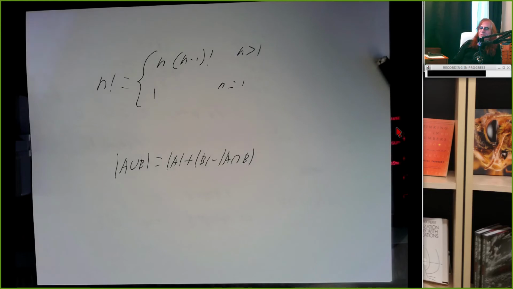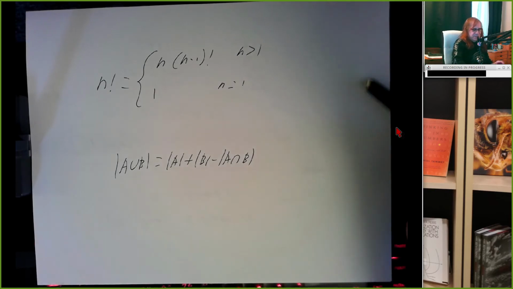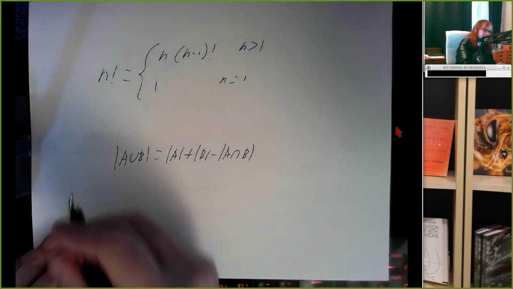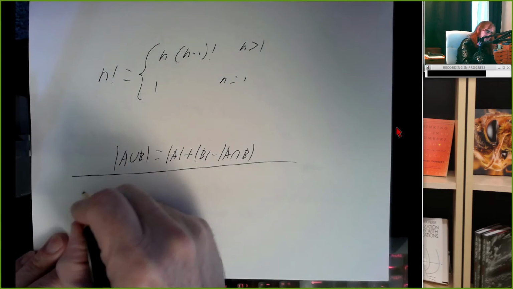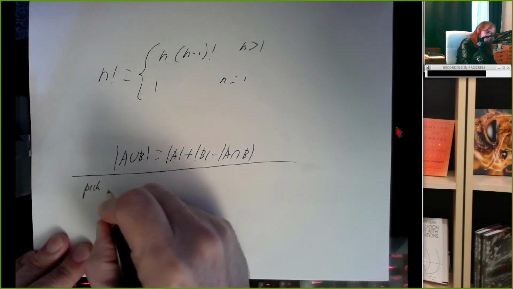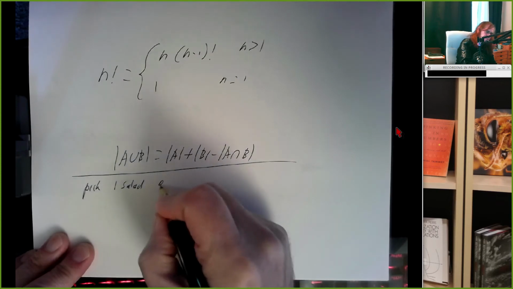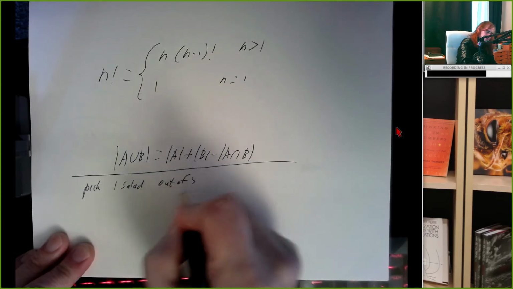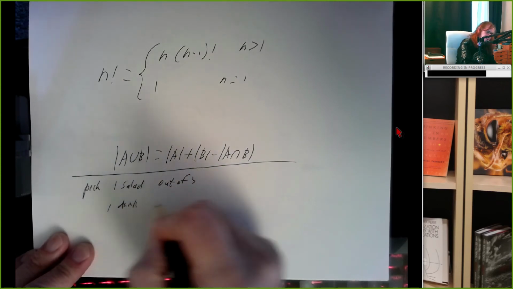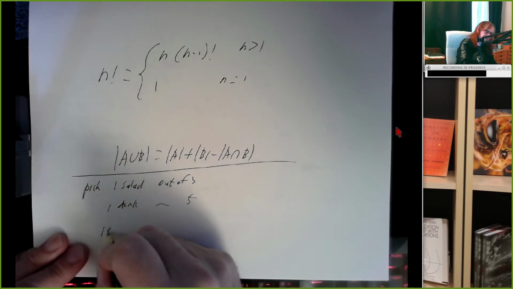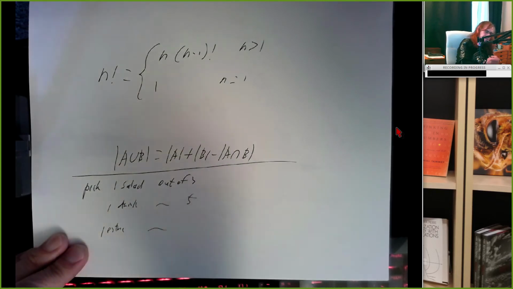Yeah, basically product rule is just multiplying the number of ways to do each task. Sum is just adding them. So let's do a simple example. Pick one salad out of 3, one drink out of 5, and one entree out of 7.